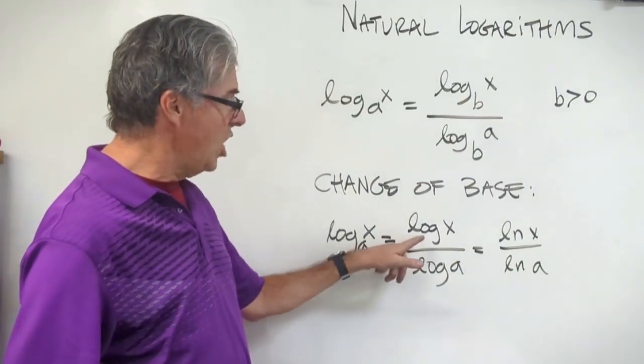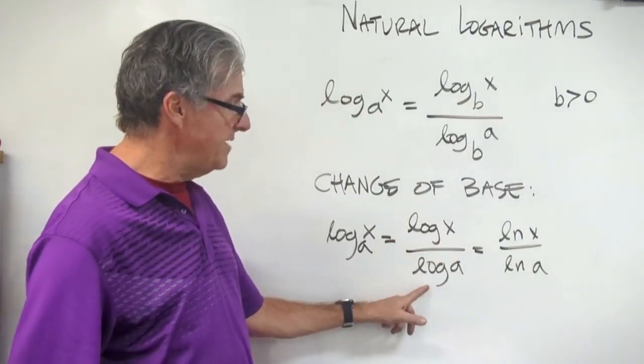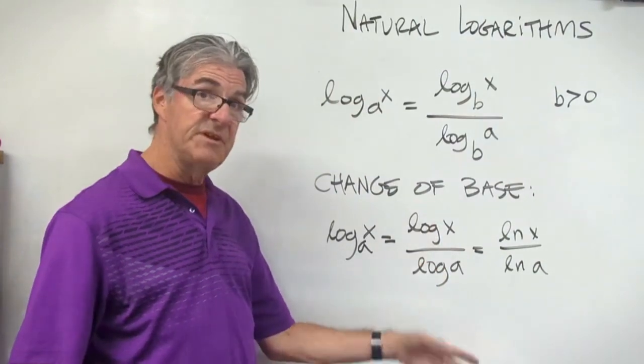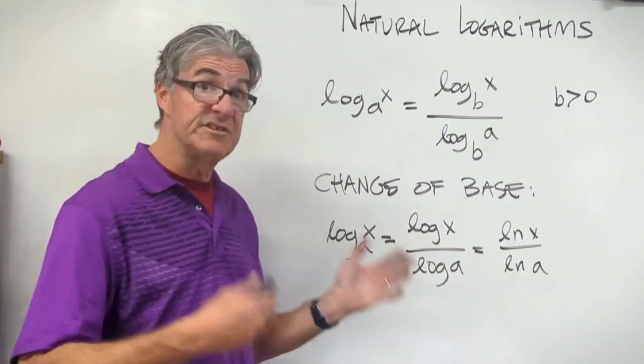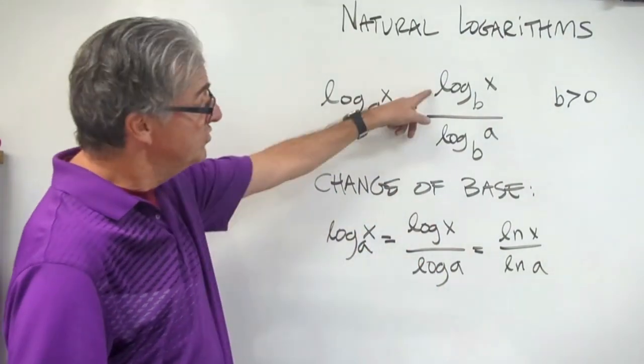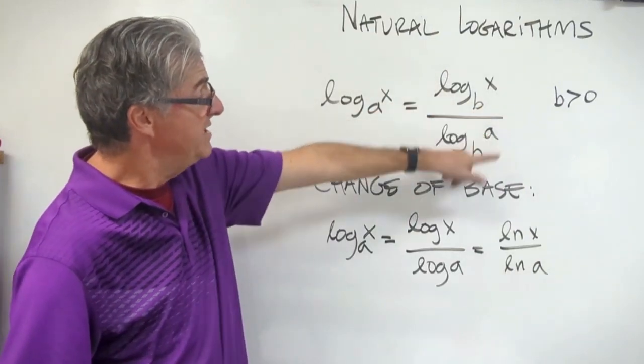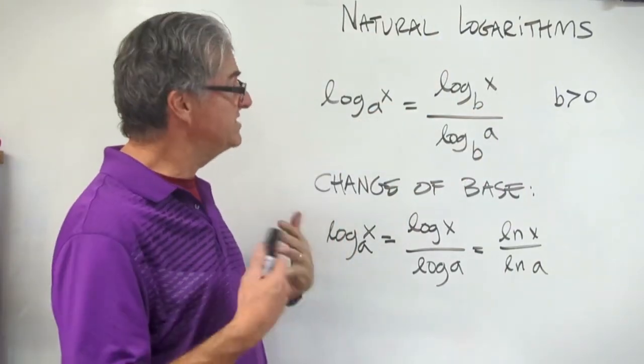We can make that into log base 10 of x over log base 10 of a. I didn't write the 10 because our convention is we can just write log if it's a base 10 log. So I'm just using this. In this case, my b is 10. So I have a base 10 log.